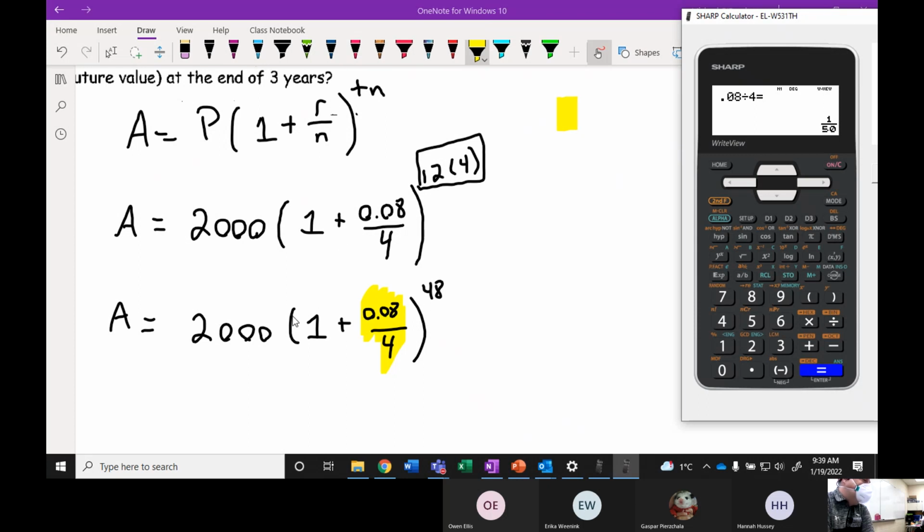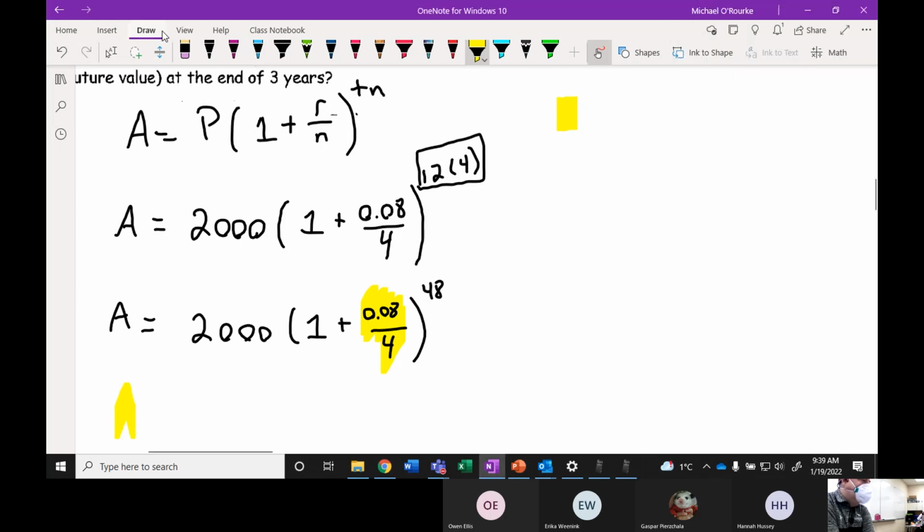Then I do the second part, which is plus 1. Plus 1 equals. So now when I have the inside bracket here, then I go to the power 48 equals. Oh, I just messed up. 0.08 divided by 4 plus 1 to the power of 48, then times 2,000. Not what I wanted.